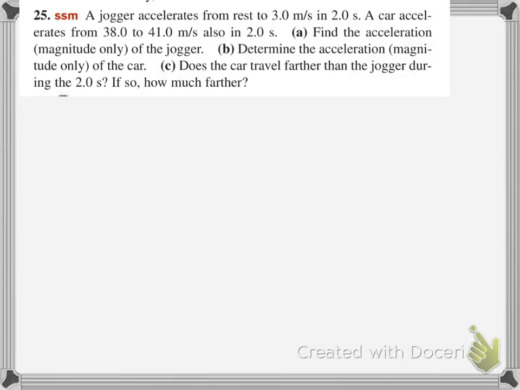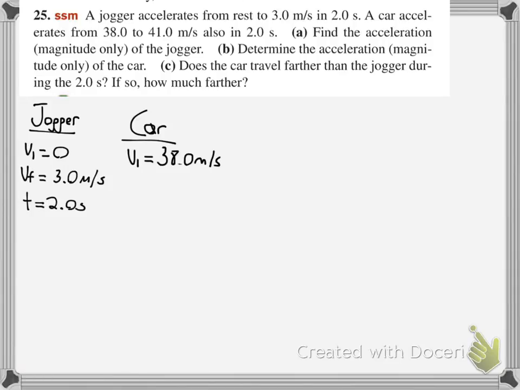Okay, so we start off by writing our variables for the jogger, and we get that our initial velocity is 0 because it tells us that he starts from rest. Our final velocity is 3 meters per second, and our time is 2 seconds. Our variables for the car say that his initial velocity is 38 meters per second, and his final velocity is 41 meters per second, giving it a time of 2 seconds.